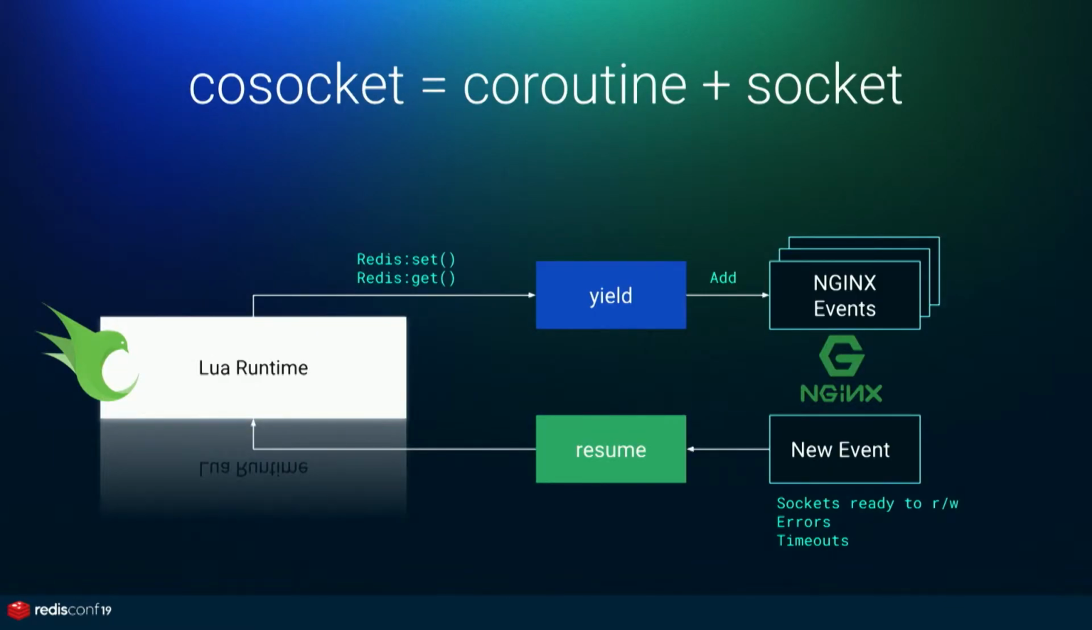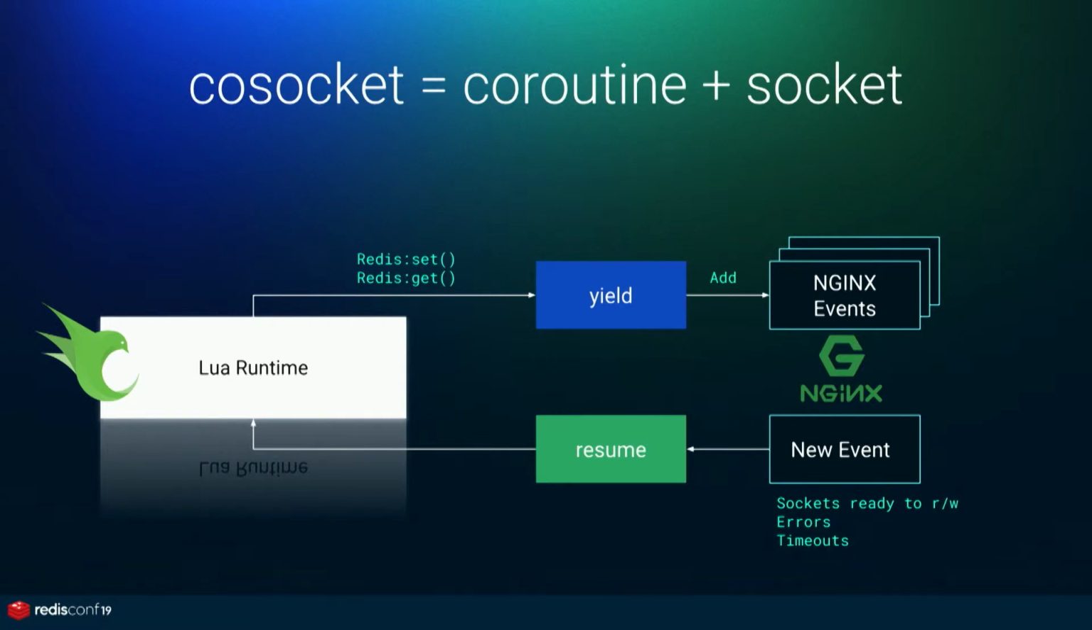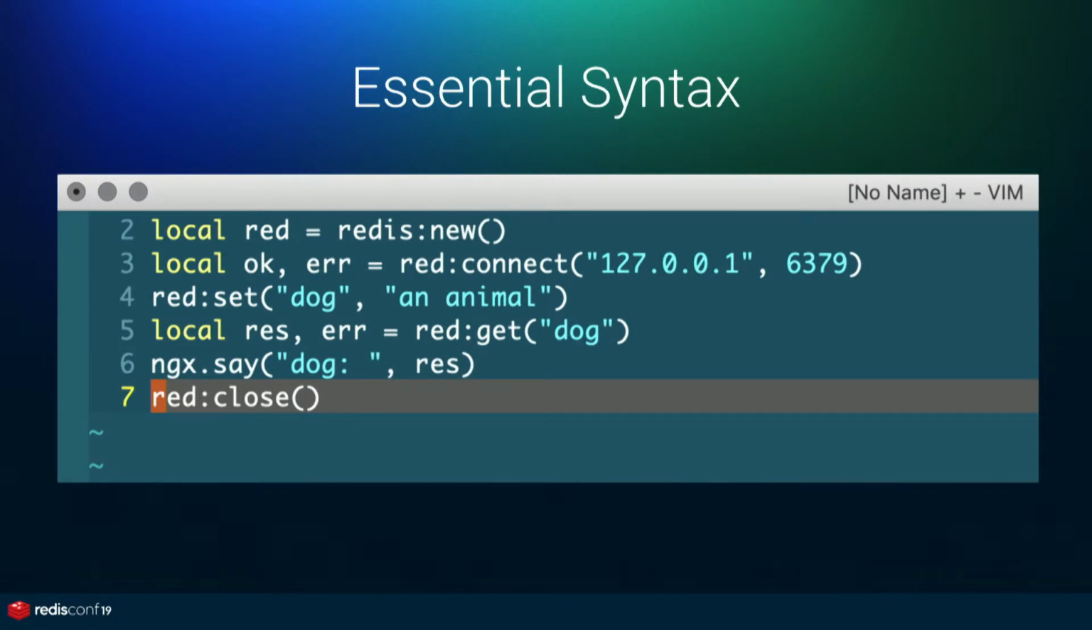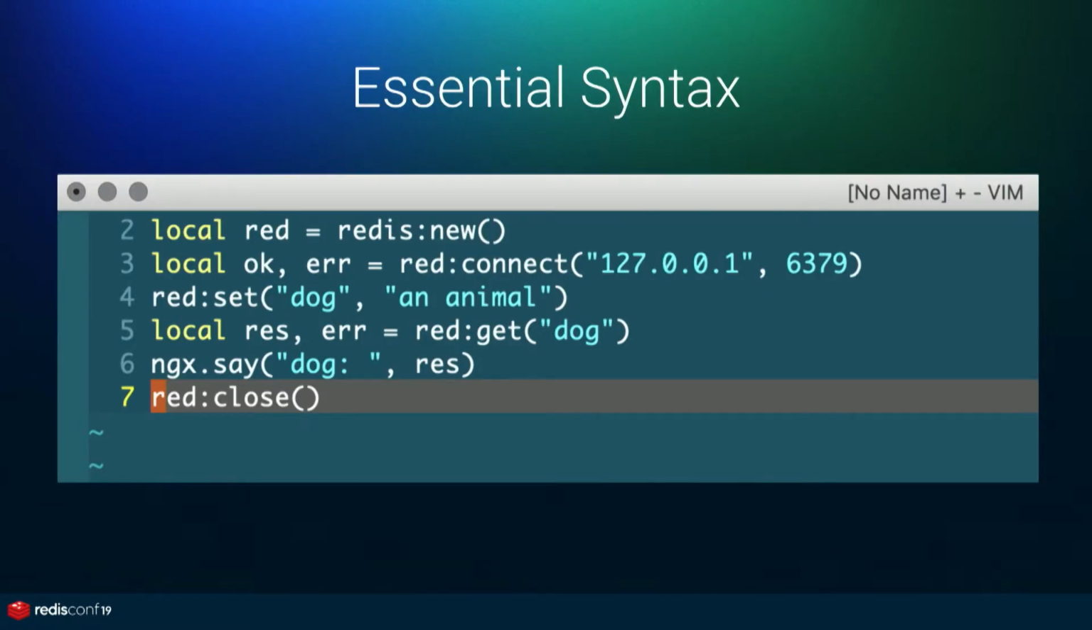You can see here that when you call Redis set, it automatically yields to the NGINX event loop. So in that case, you don't have to worry about how to use this code asynchronously, or how to deal with socket-ready events. Should I use a thread pool for that? No, OpenResty just takes care of everything for you. That's the brilliant part of OpenResty.